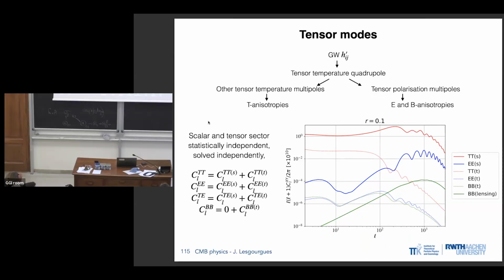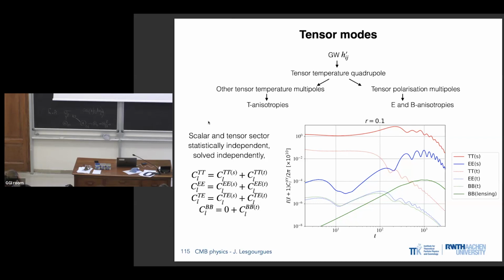The tensor then generates a C_l^EE that needs to be added in quadrature with the C_l^EE of the scalar. The same for the TE. But now what is very nice is that we are generating a C_l^BB from the tensor, which has no scalar counterpart. So at this level, it sounds like we have a spectrum C_l^BB that would only come from tensors.